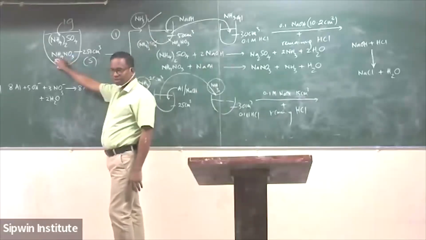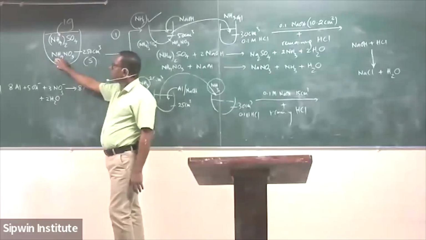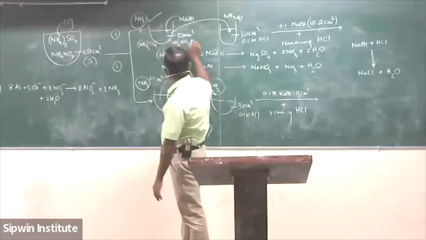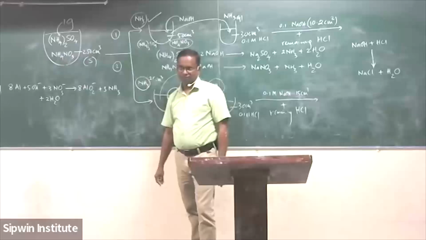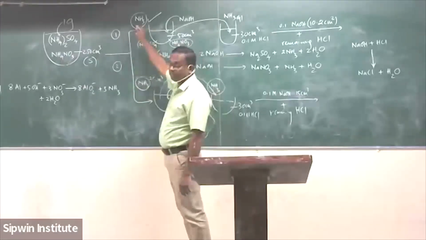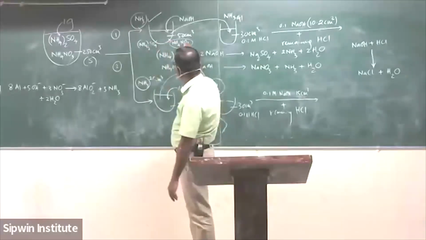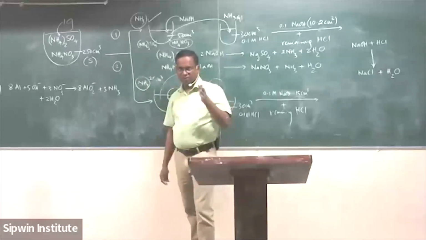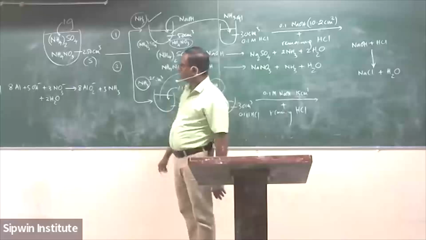If you know that ammonium, right, the ammonia given by the ammonium nitrate, you can count it. Then from the total ammonia here, if you subtract this one, the other part is given by the ammonium sulfate. Then you know the ammonia given by the ammonium sulfate.